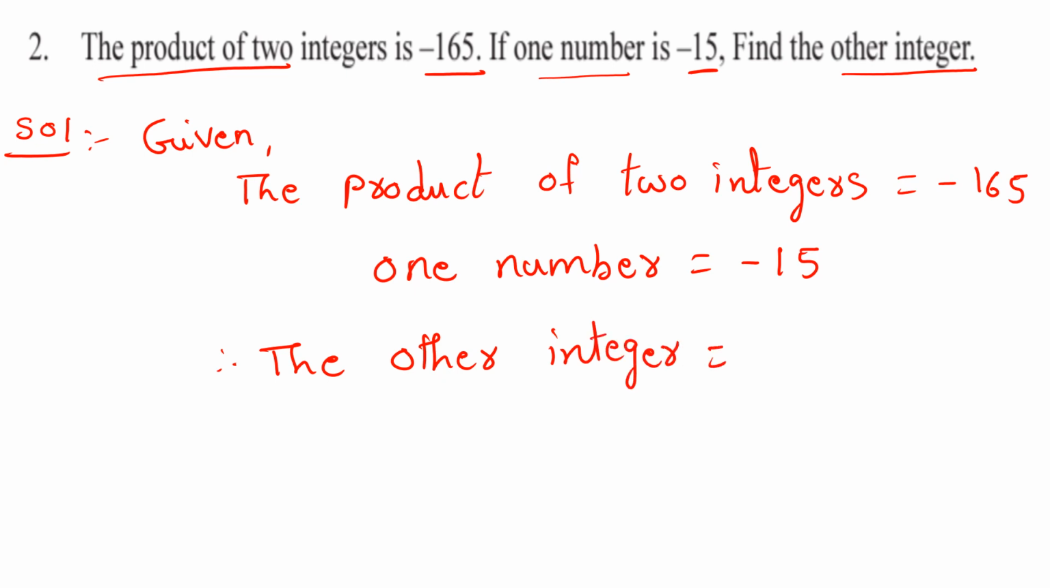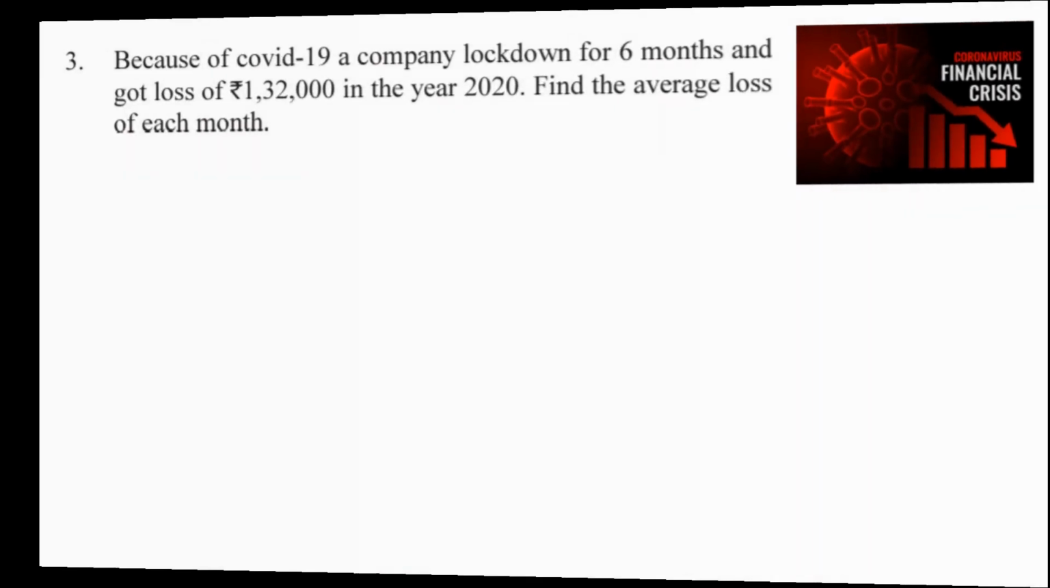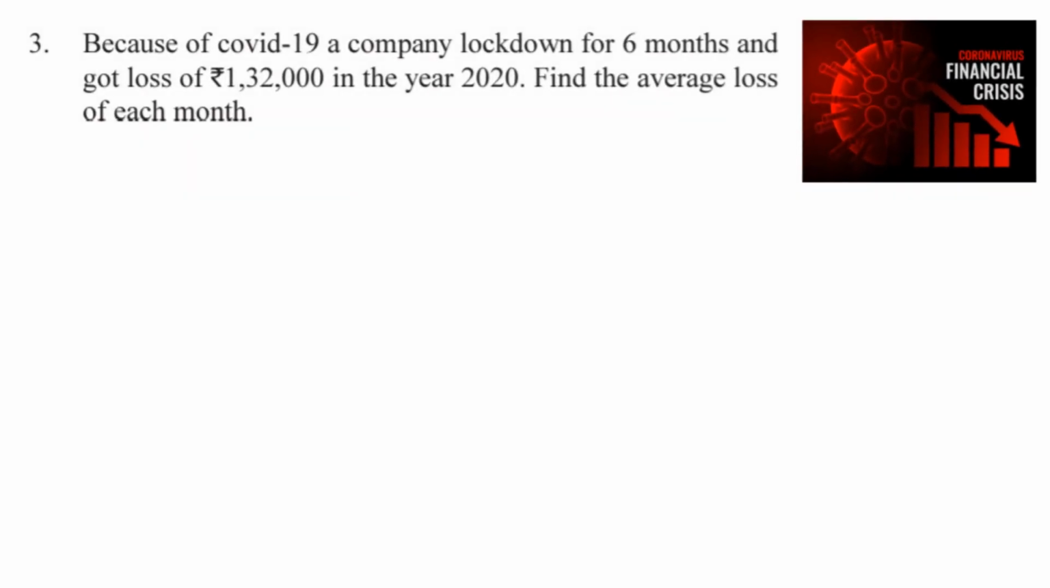minus 165 divided by minus 15, we should divide it, right? Both are negatives only. Minus divided by minus should be plus. 165 divided by 15 is 11, so 15 11s are 165. So that is positive 11. The other integer is equal to plus 11. Okay, children, right? Next, question number 3.